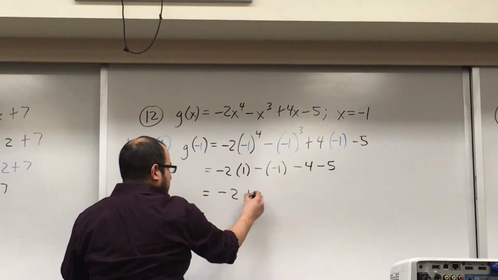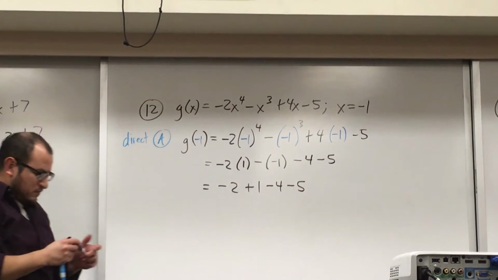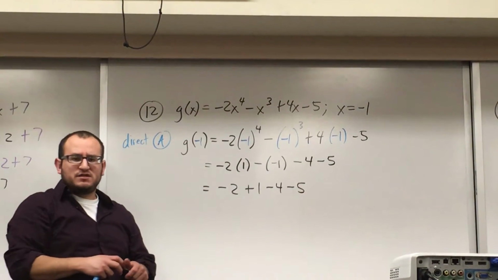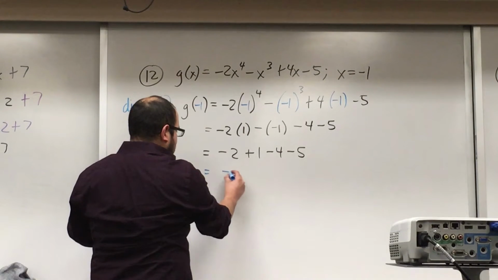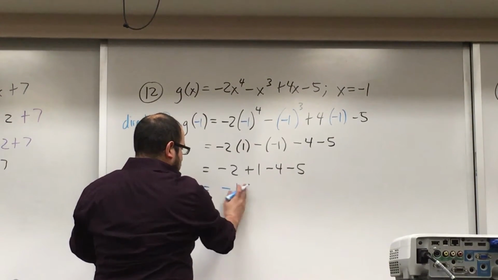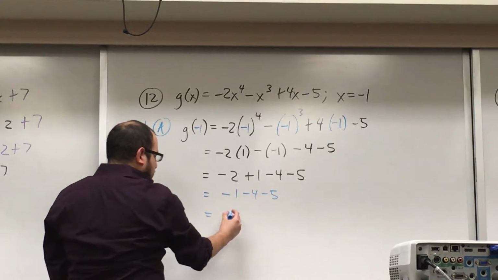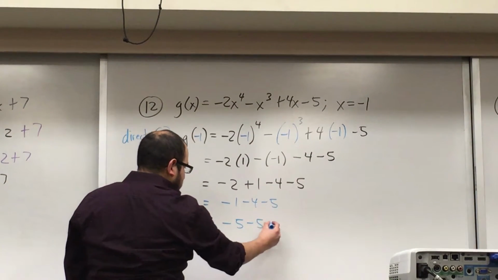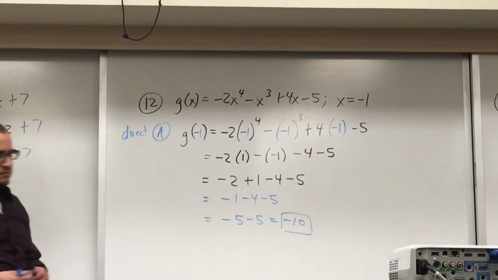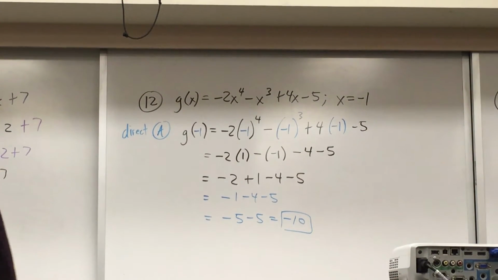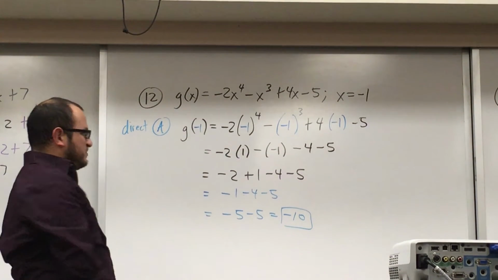Negative times a negative is +1 minus 4 minus 5. Again, order of operations tells me from left to right. -2 plus 1 gives me -1 minus 4 minus 5. You subtract this out, this will give you -5 minus 5, which gives me -10. Okay. This is direct substitution. Let's go ahead and do the new one, synthetic substitution.